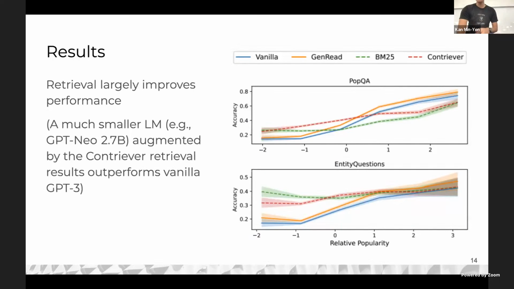Okay, so the result I would like to point out most importantly is that for the least popular and common questions, they actually see a much more drastic improvement using retrieval augmentation. So the takeaway is that a much smaller LM, like GPT-Neo 2.7B, augmented by Contriever retrieval, actually outperforms vanilla GPT-3, which is a much, much bigger model.